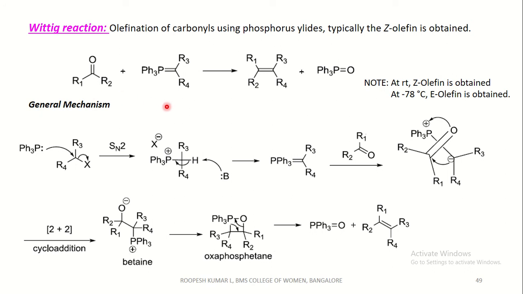Carbonyl carbon reacts with the phosphorus ylide. This is a phosphorus ylide, to form the corresponding olefin with the elimination of triphenylphosphine oxide. Coming to the general mechanism, triphenylphosphine reacts with the alkyl halide with the elimination of X to form the corresponding phosphonium ion, which is an SN2 reaction. And again in the second step, base abstracts this proton to form a double bond, which is a phosphorus ylide.